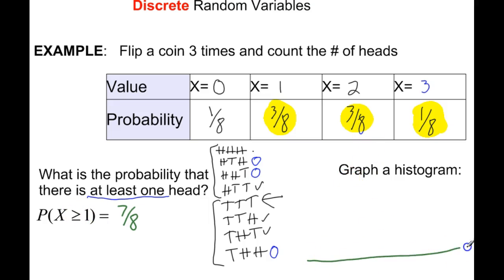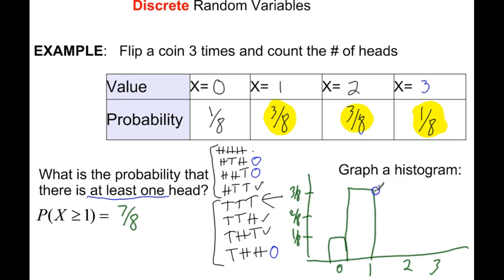We could also graph a histogram of that. It would just be pretty basic. It would be 0, 1, 2, and 3, and this would go up to, at most, 3/8. I would probably use decimals, but I don't have my calculator handy here, so I'm just going to not use decimals. So 2/8, 1/8. It would look something like this, roughly. You can see that those two have a probability of 3/8, and it almost looks like a normal curve. Not quite there, but it looks interesting.